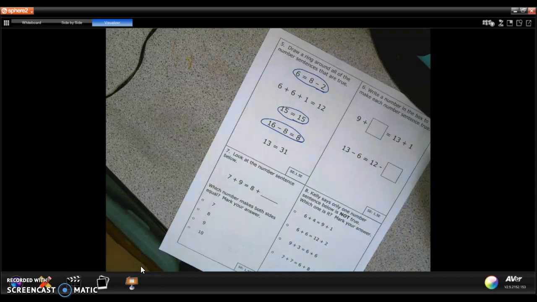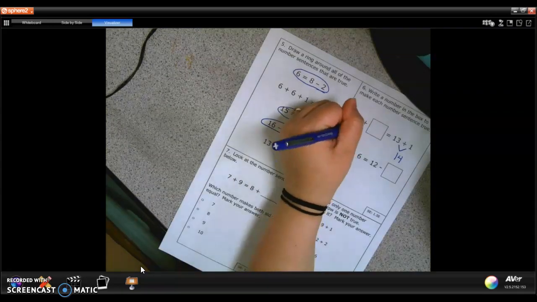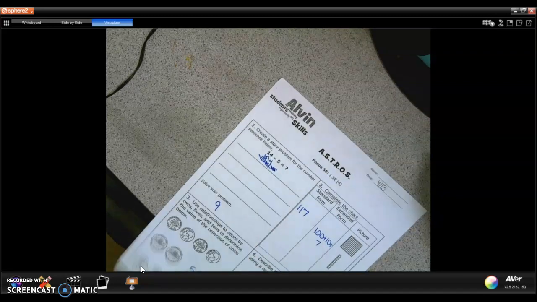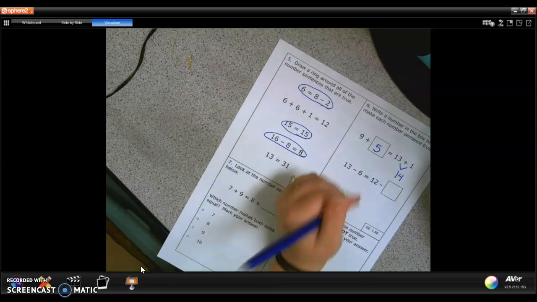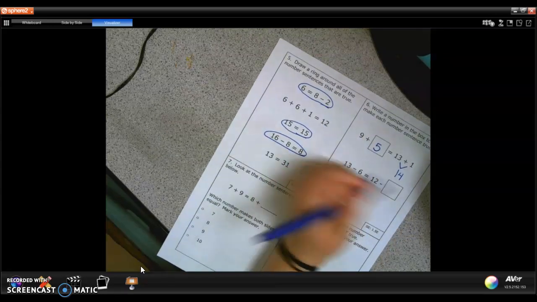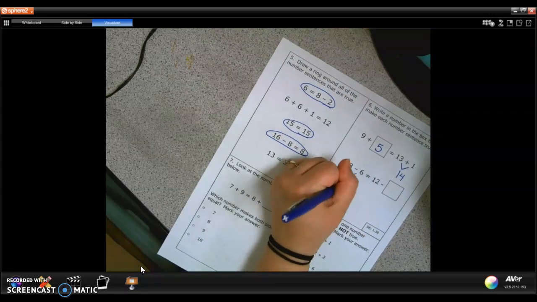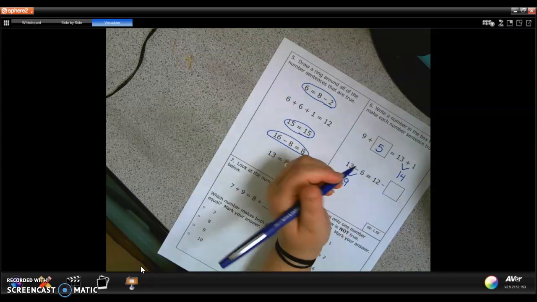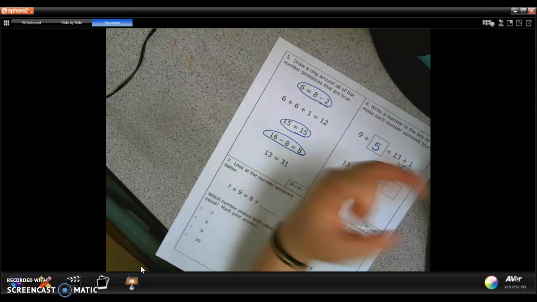Write a number in the box to make each number sentence true. Okay, well, I know 13 and 1 is 14. So I'm trying to figure out 9 plus what is going to give me 14. Well, I solved that right over here. So I know it's 9 plus 5. So over here, I'm going to say, all right, 13 minus 6 is equal to 12 minus something. Well, I know 13 minus 6 is 9, so 9 is equal to 12 minus something. So 12 minus what is 9? So I'm going to go 9, 10, 11, 12. So that's 3.